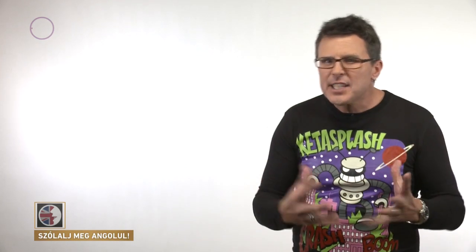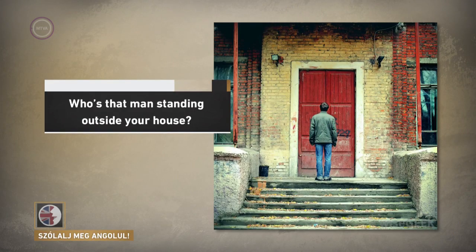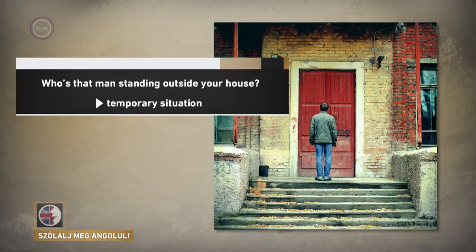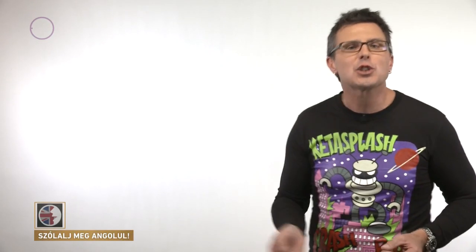Okay, let's see a few more examples. Who's that man standing outside your house? Nelson's column stands in Trafalgar Square in London. Again, what we can see is that the first sentence is emphasizing the temporary nature of the situation. A man doesn't normally stand outside your house. It's not a fact of life. It's not a permanent situation. It's happening now. It's a temporary situation, and so we're using the present continuous.